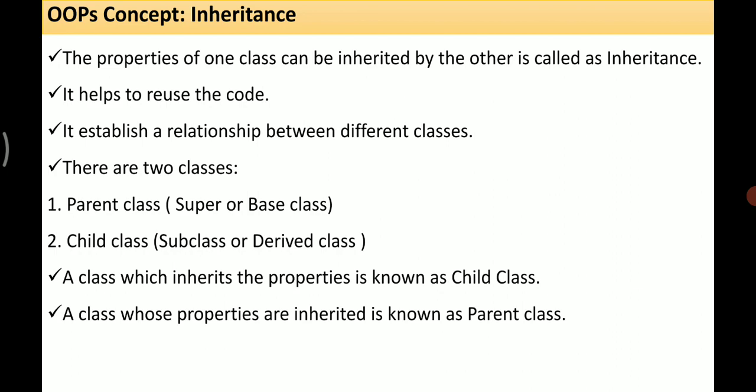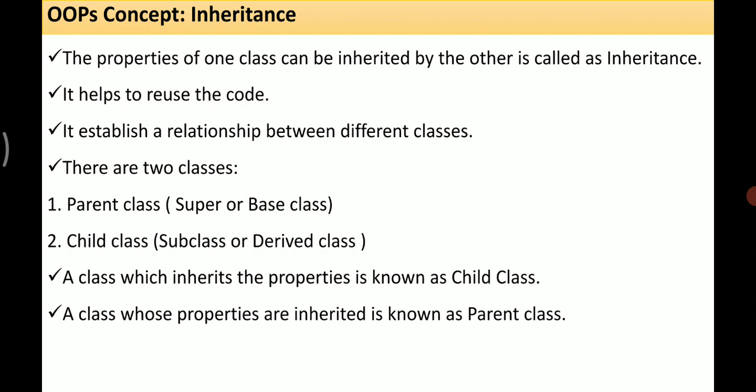Okay, so similarly, what happens in Java? One class will inherit the properties from another class. By this, we can say that there are two types of classes: one is the parent class and the other is the child class. The parent class is also called the super class, or the base class, and the child class is called the subclass, or the derived class.